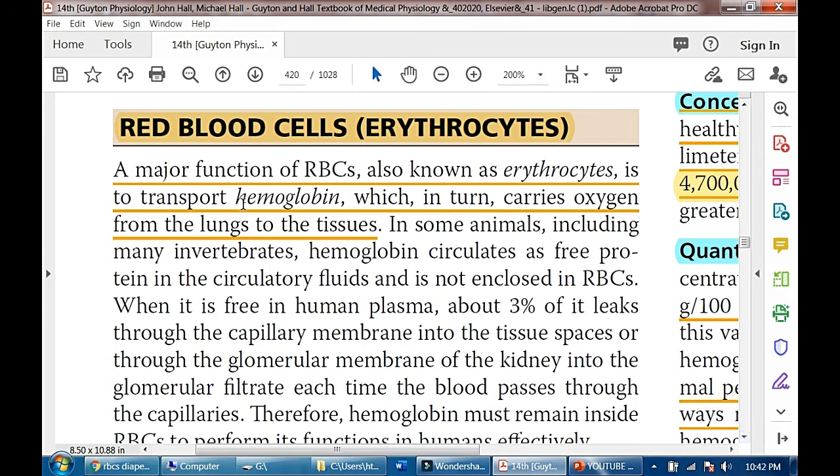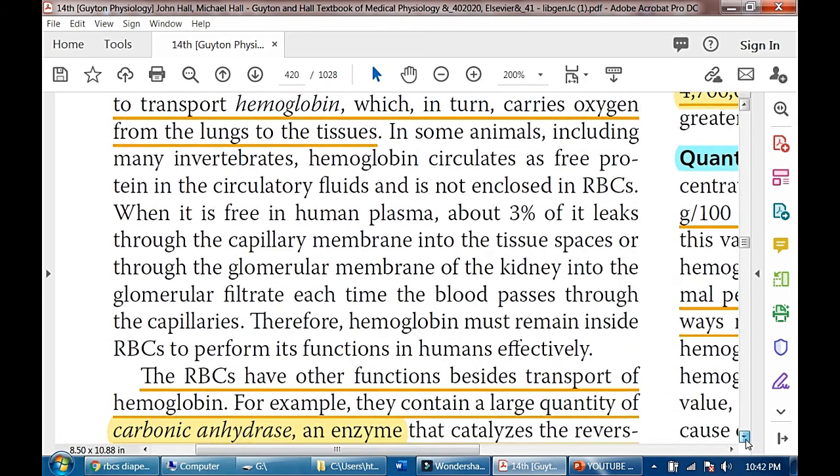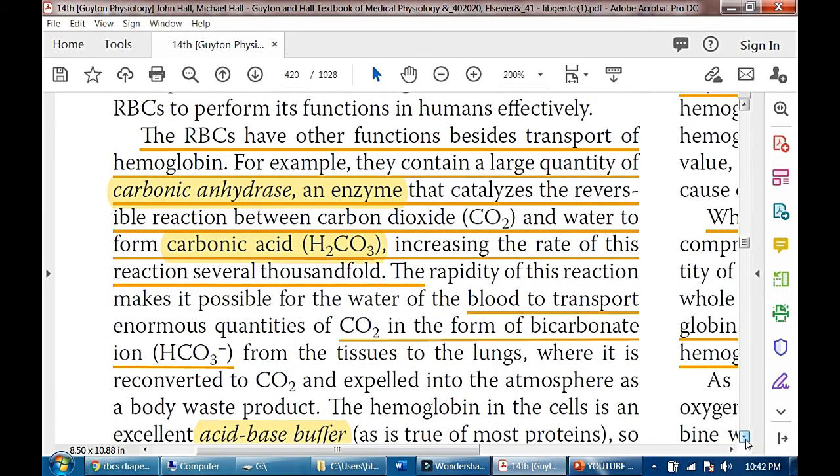The major function of red blood cells is to transport hemoglobin, and the function of hemoglobin is to carry oxygen from the lungs to the tissues. So indirectly, red blood cells are also involved in the transportation of oxygen from the lungs to the tissues. I will skip a few lines because I have read all this and some parts are not so important. So come directly to the other functions of red blood cells.